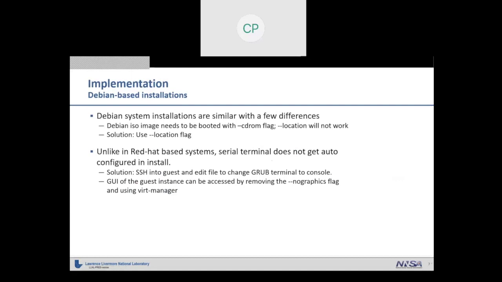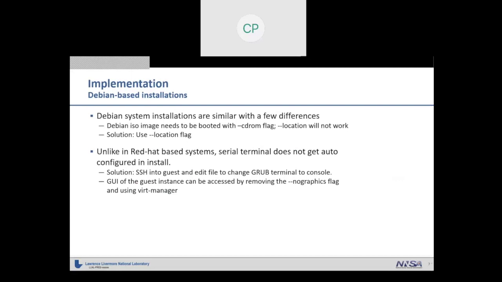Implementation of guests with a Debian-based operating system is mostly very similar to the process we just laid out for Red Hat systems. You will still need to use the Vert install command, but in a bit of a different way. We figured out that a Debian ISO image functions a little bit differently, and it cannot be booted using the location flag as we did before. So instead, Debian systems use a CD-ROM flag in the install command.